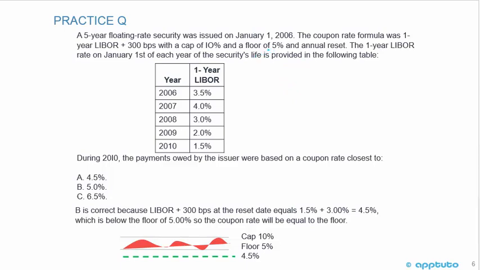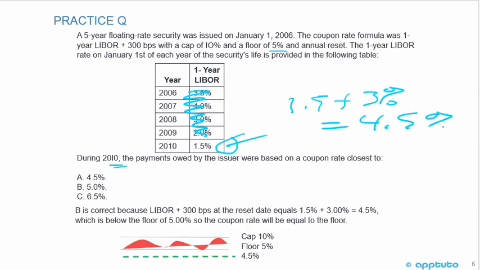So it says here that there's a floor of 5%, okay, that's the key point. Because we can see here that we're asking about 2010. By the way, all this other information we don't need, that's a red herring. We need to zoom in on 2010. And the coupon is the LIBOR plus 300 basis points. So 1.5% and 300 basis points is 3%, and that would equal 4.5%. So some people, guaranteed, would circle A and say that's the rate.